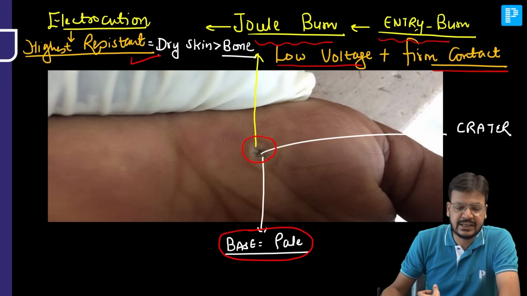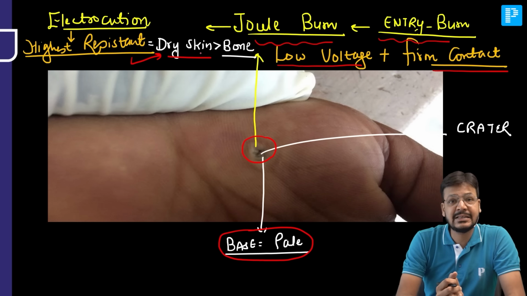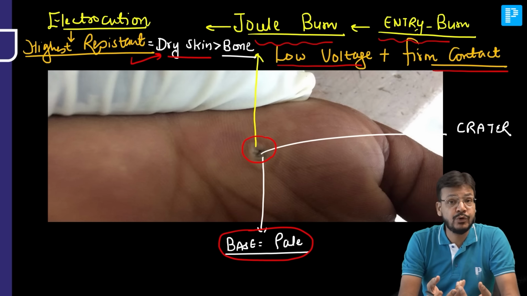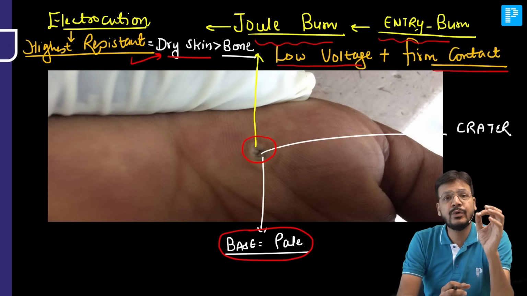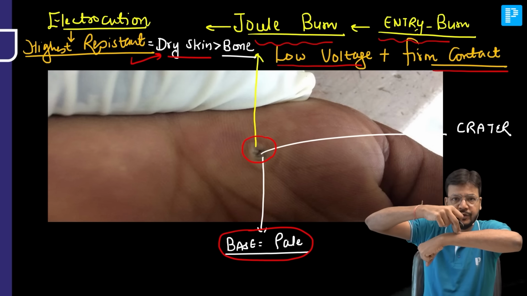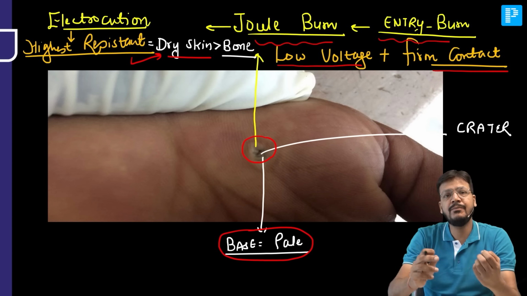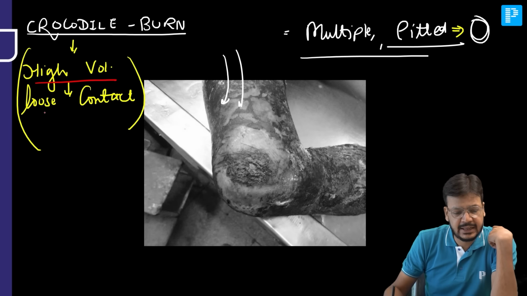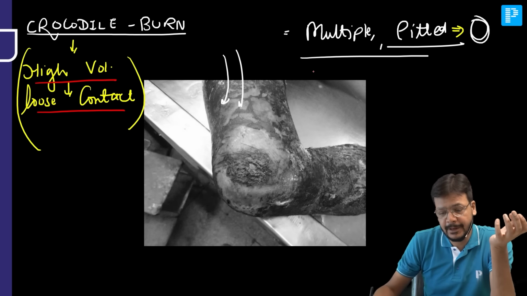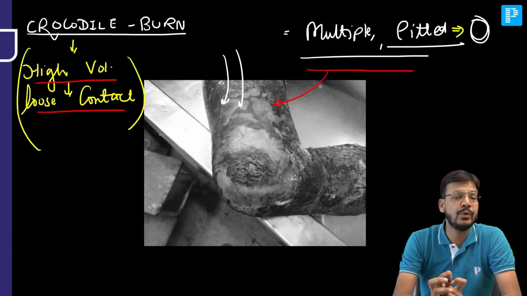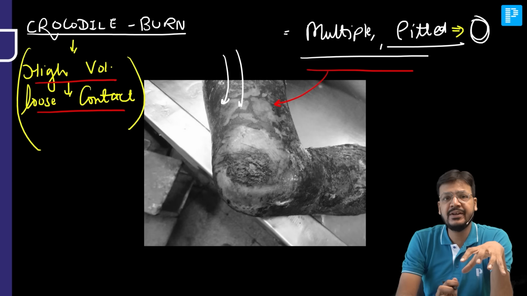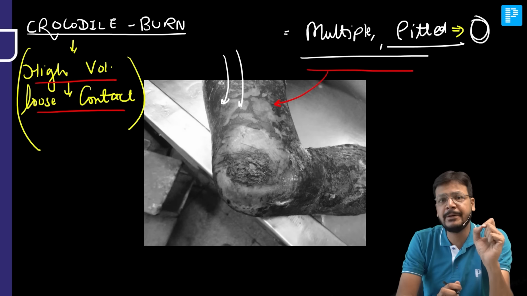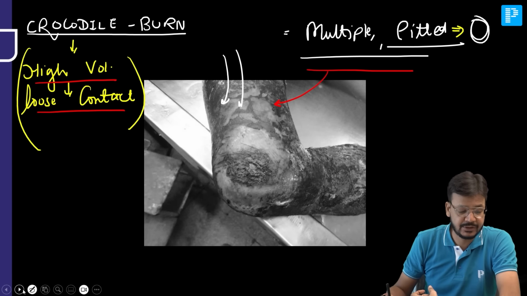Which is the highest resistance structure for electrocution? The answer is dry skin. The second structure will be bone. Dry skin is the most resistant and the second will be bone. So again, a very important point: if you have a crater shape depression, low voltage, firm contact, this is a joule burn. But sir, if it is high voltage and loose contact, that will be a multiple pitted burn. This picture shows a crocodile burn mark. To differentiate: low voltage firm contact is joule burn; high voltage loose contact and multiple pitted burn mark is a crocodile burn. Just remember this concept also.